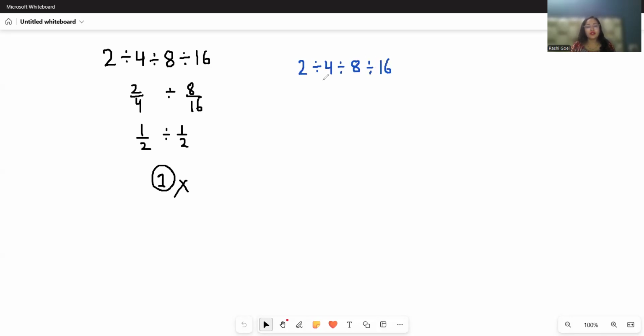So how? First we'll take the first two terms, that is 2 ÷ 4. Now rewrite the left out terms. 2 ÷ 4 is, we know, 1/2 ÷ 8 ÷ 16.